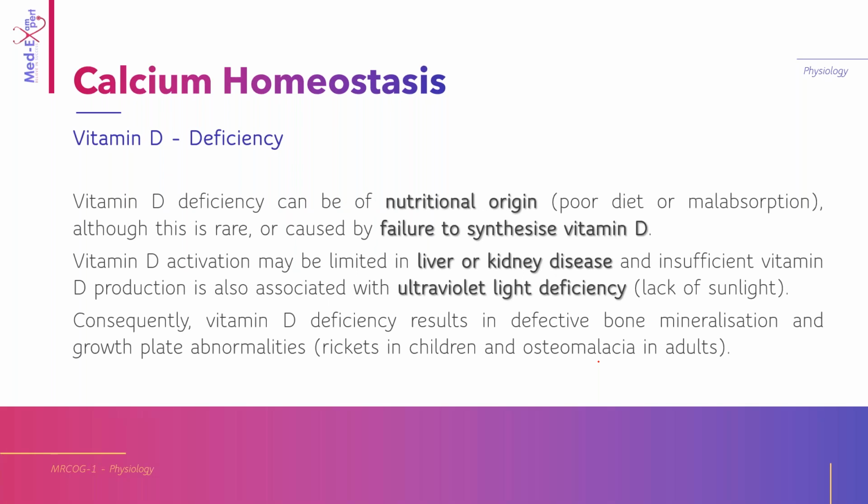Vitamin D deficiency may be due to nutritional origin, poor diet or malabsorption, failure to synthesize vitamin D, liver or kidney disease, so there is insufficient vitamin D activation, or ultraviolet light deficiency or lack of sunlight. And of course, vitamin D deficiency will result in defective bone mineralization and growth plate abnormalities. It will lead to rickets in children and osteomalacia in adults.